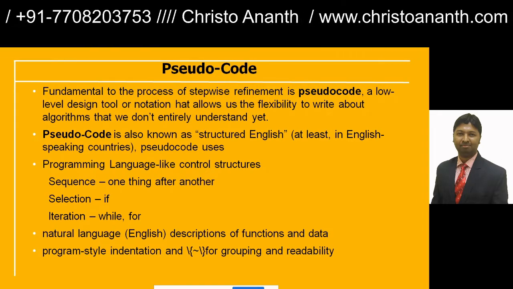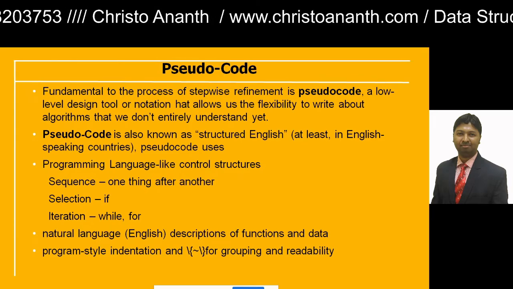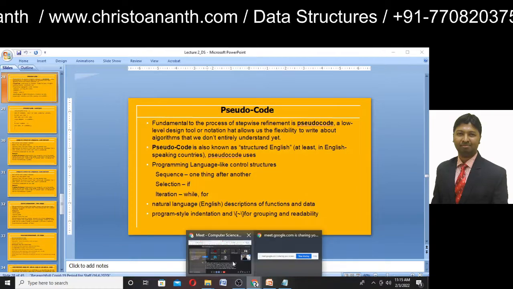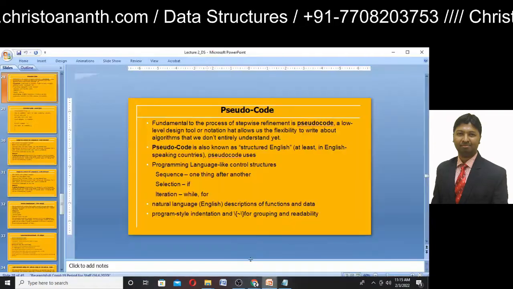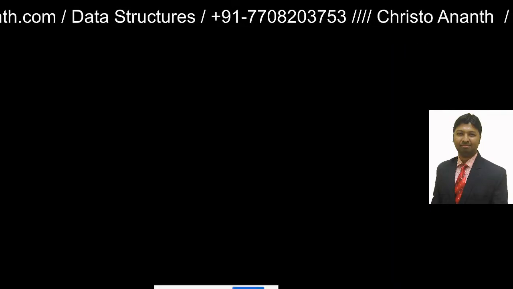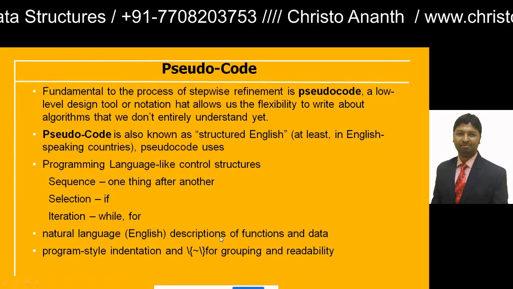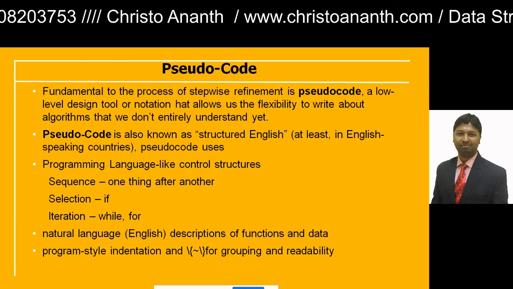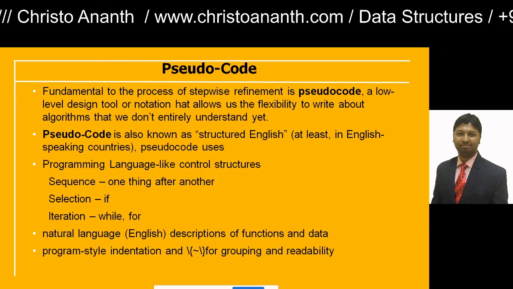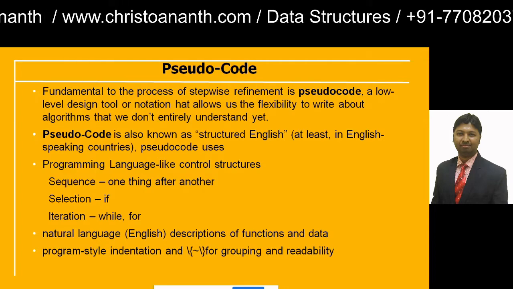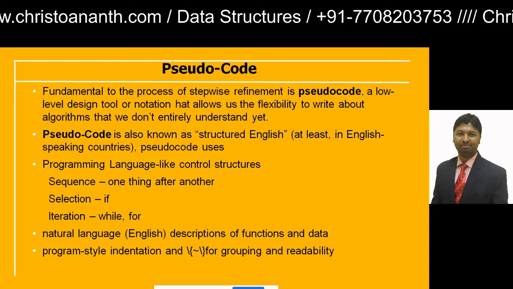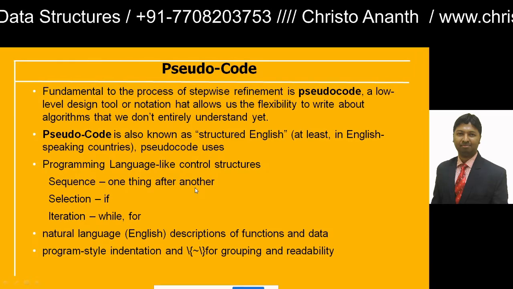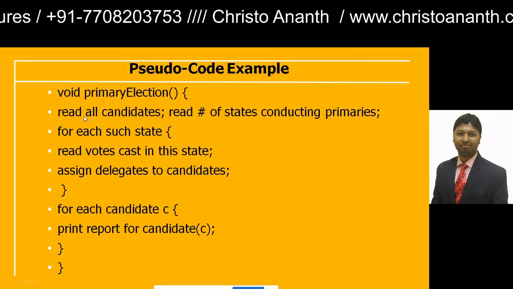You have sequence, a set of instructions one after another, and then you have selection, called the if, and then you have iteration, called the while loop or the for loop. Here we will have descriptions of functions, descriptions of data, and then a program style indentation and some statements for grouping and readability. You have a comment section also.